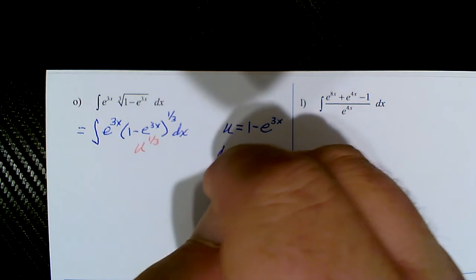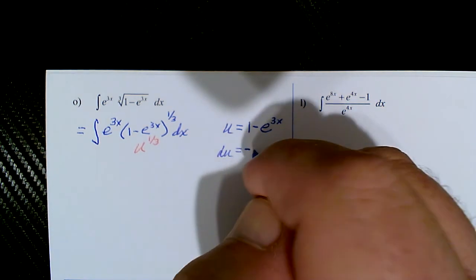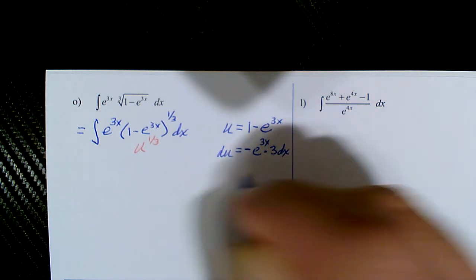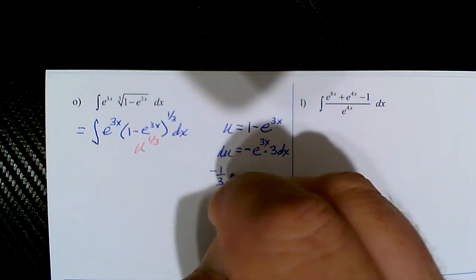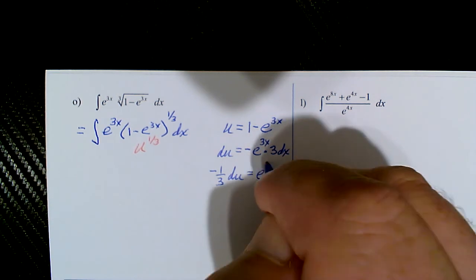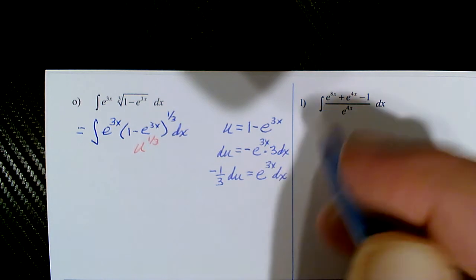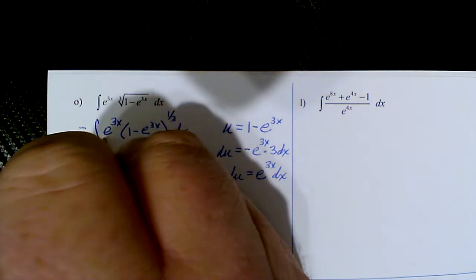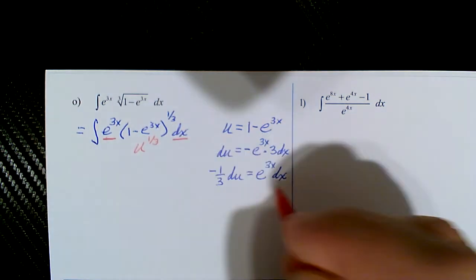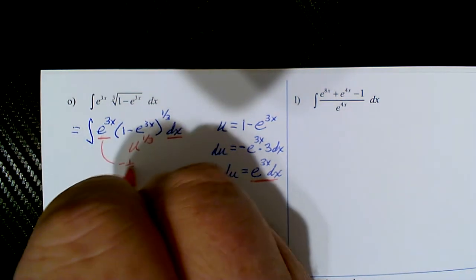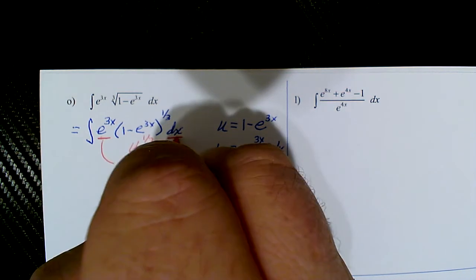So the du is calculated. Just be careful again, the negative tags along. Derivative of e to the 3x, e to the 3x times 3. Differential dx as well. Modify, we get negative 1/3 du is equal to e to the 3x times the differential dx. Looking back at the integral, remember we're trying to fit the form of u to the n here, in particular u to the 1/3, the leftovers, e to the 3x, differential dx, compare them to the du, and we see that they match, just modified by the negative 1/3.